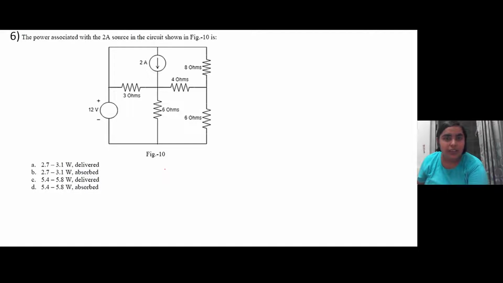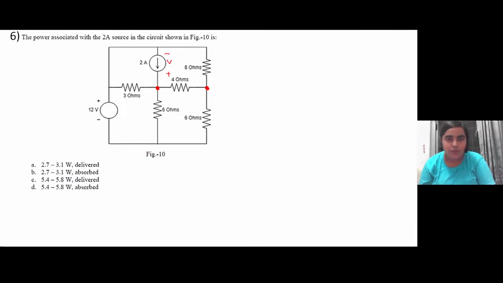A particular circuit is given, and you will have to find the power associated with this 2 ampere current source, which means again you have to find the voltage across this particular source. Then you'll be able to comment on the power, right? Since you can use loop currents or KCL, depending on which method you are comfortable with, for now we'll just be using KCL.